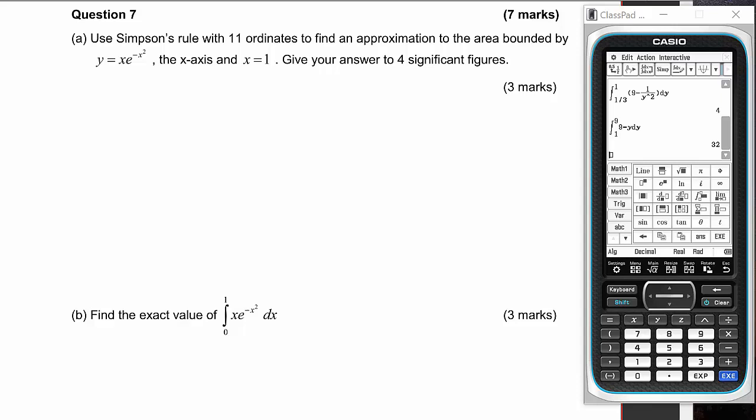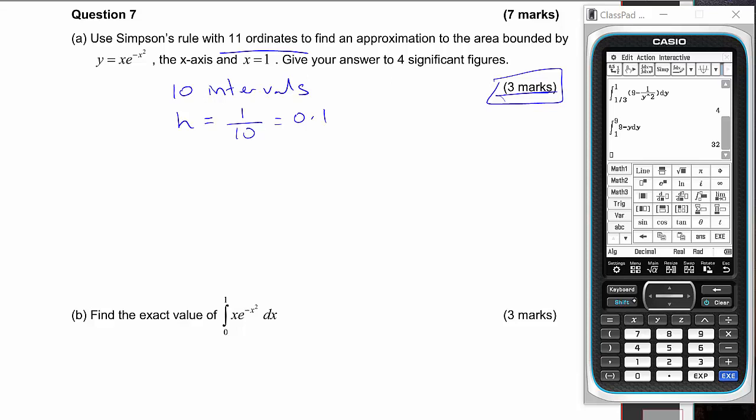Use Simpson's rule with 11 ordinates to find an approximation to the area bounded by y equals x e to the negative x squared, the x-axis, and x equals 1. So 11 ordinates, that means 10 intervals. And that's really important. There's 3 marks here. And so your h, well, the width is going to be 1 divided by 10, so that's 0.1. So that's enough if we just put the answer down now.